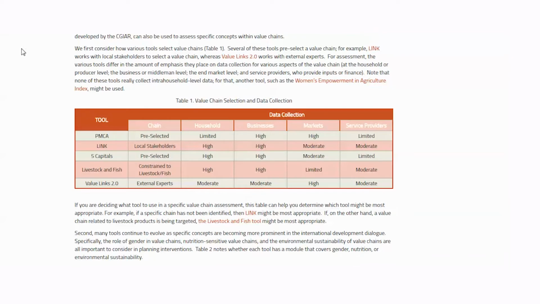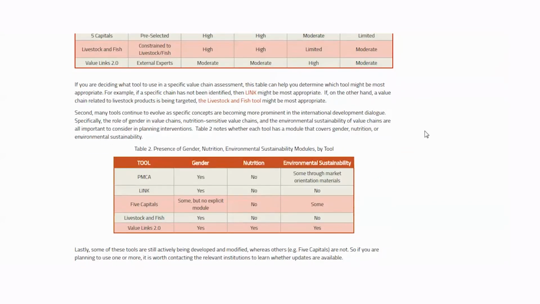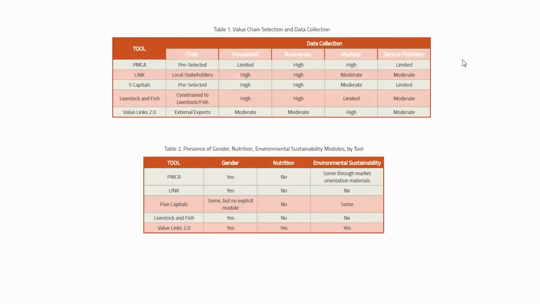The Tools for Value Chains team has combined these 5 assessment tools into 2 tables to help practitioners decide which tool or which components of these tools is right for their specific purpose. Table 1 shows whether each tool covers a pre-selected value chain or can adapt it to fit any value chain, as well as the level of data collection that each tool requires at different nodes of the value chain. Table 2 discusses whether each tool includes modules on specific topics that have become more prominent in national development dialogue, specifically the role of gender, nutrition, and environmental sustainability. By using these 2 tables, development practitioners should be able to gain a better sense of which value chain assessment tool best fits their needs.